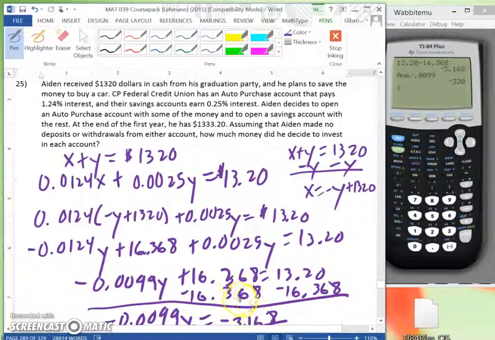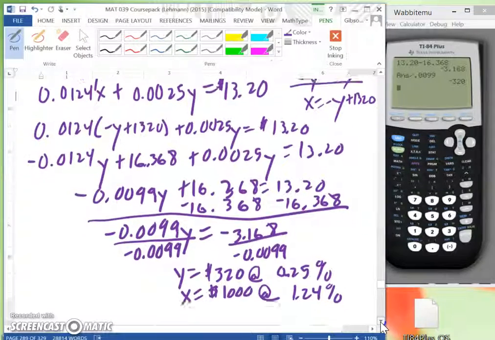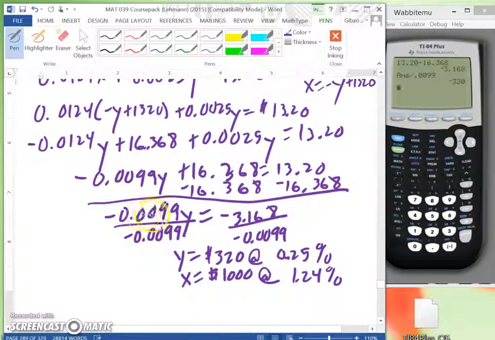We will subtract 16.368 on both sides. This will give us a negative 0.0099y equals negative 3.168. We divide each side by a negative 0.0099, and that will give us y is equal to $320 at 0.25%. And since he only had $1,320 that was invested, then that means x is equal to $1,000 at 1.24%. So these are your final answers.